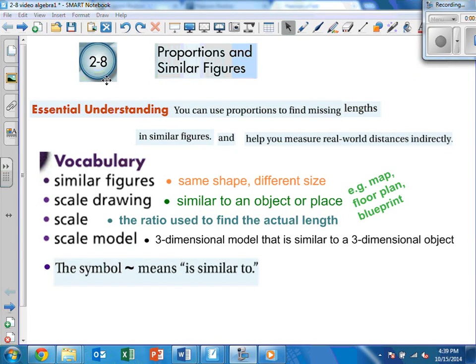Hi, Algebra 1, 2-8, Proportions and Similar Figures. The essential understanding is that you can use proportions to find missing measurements that you might want to find.